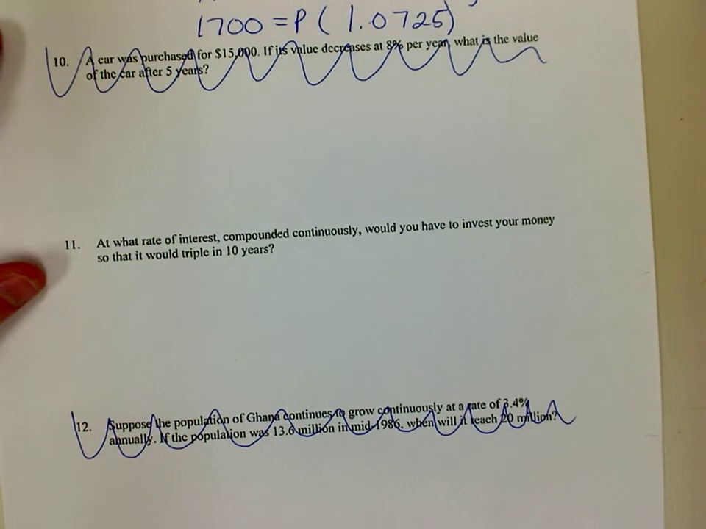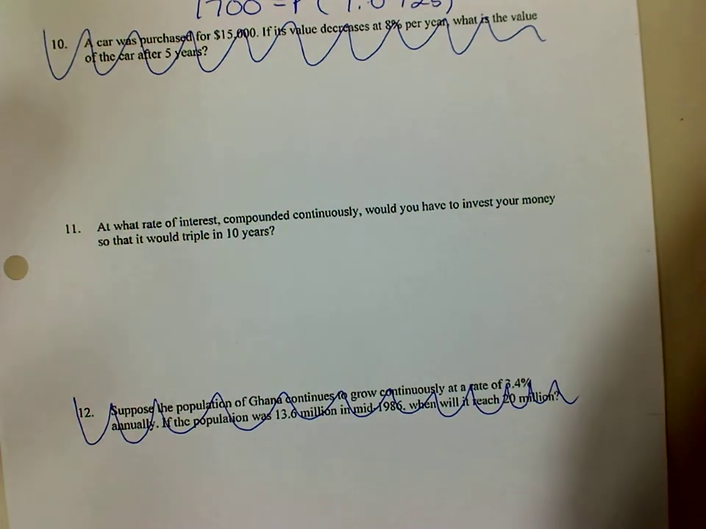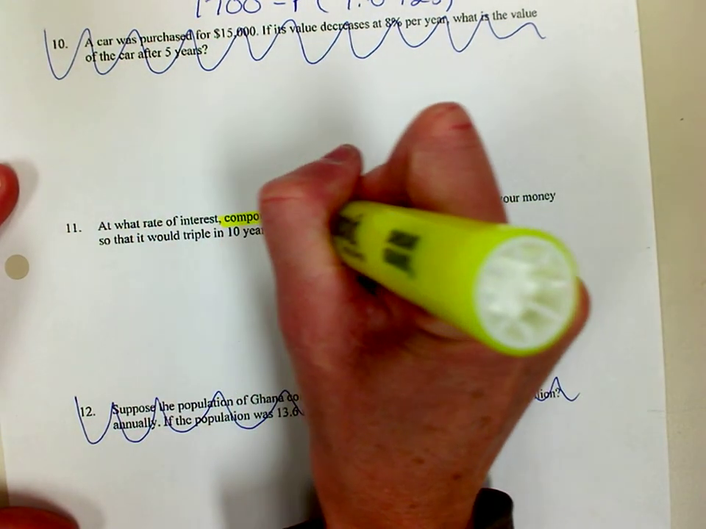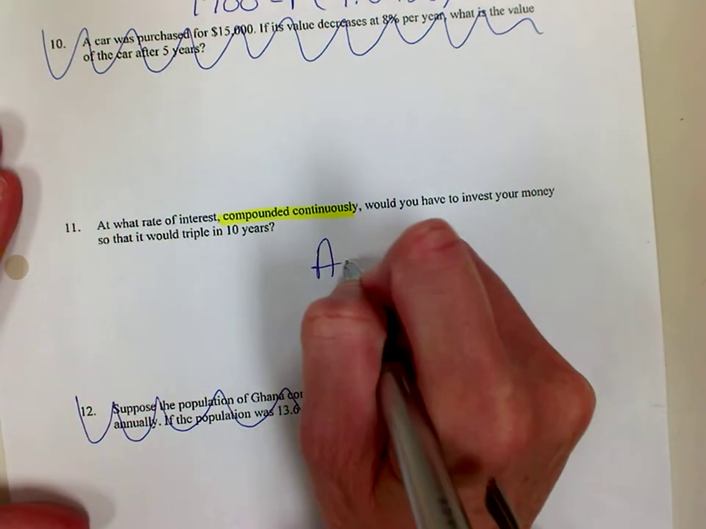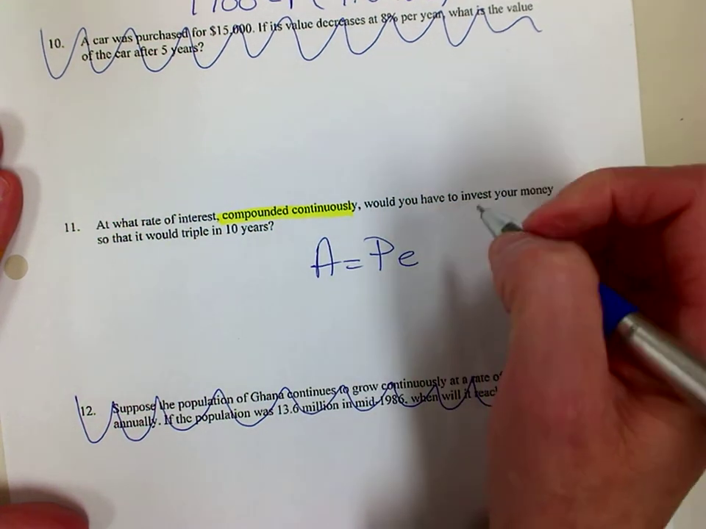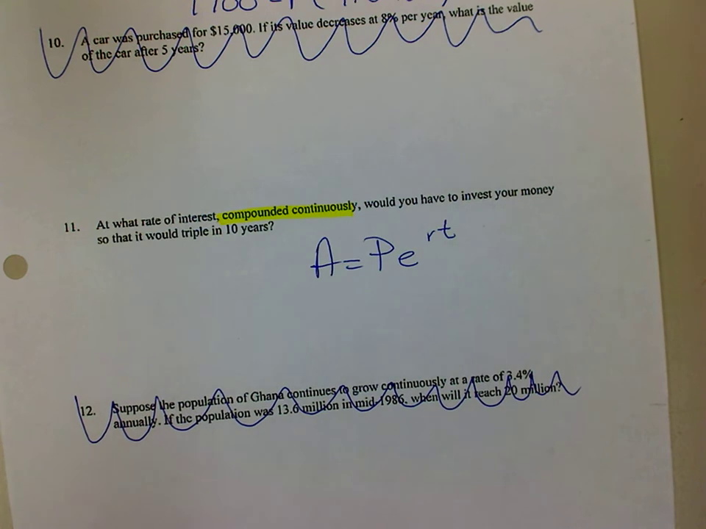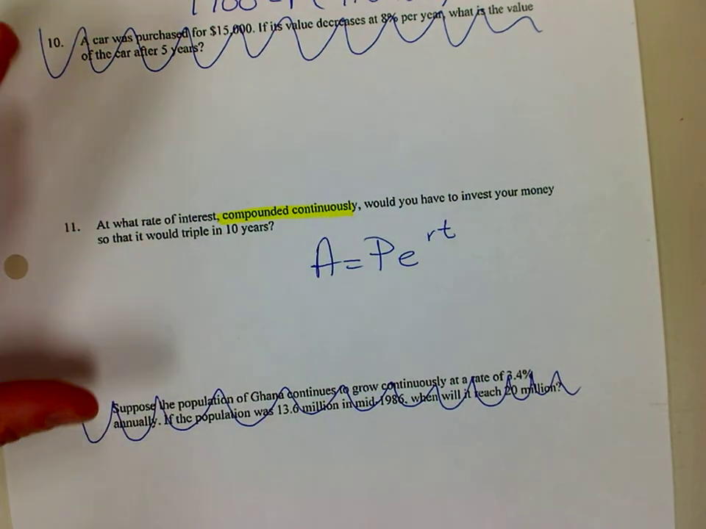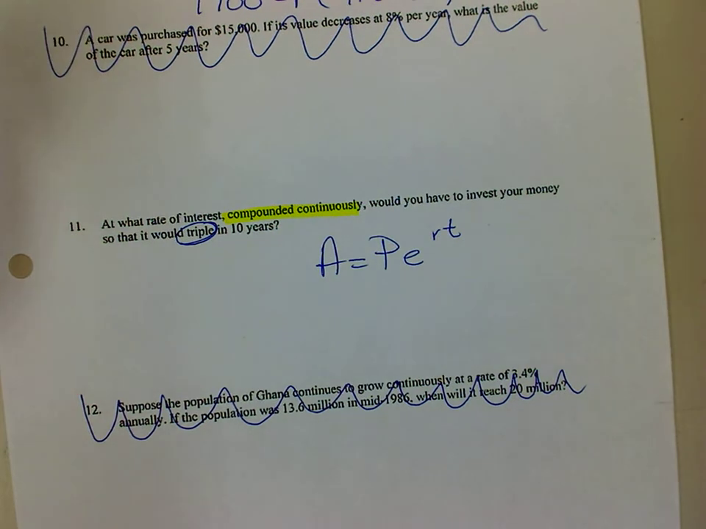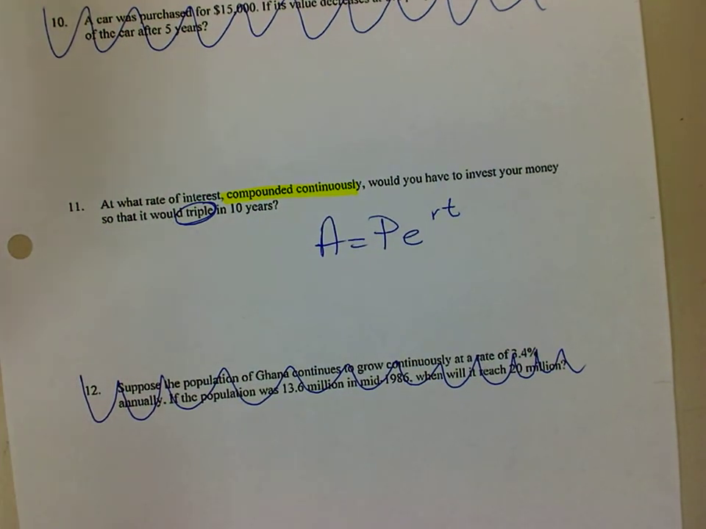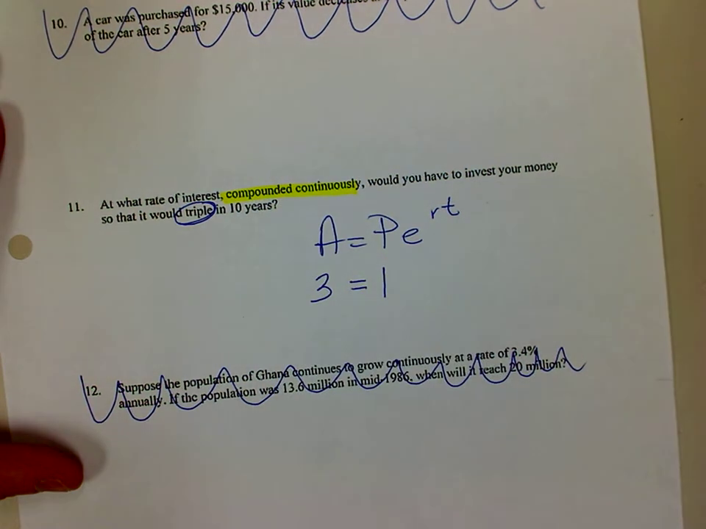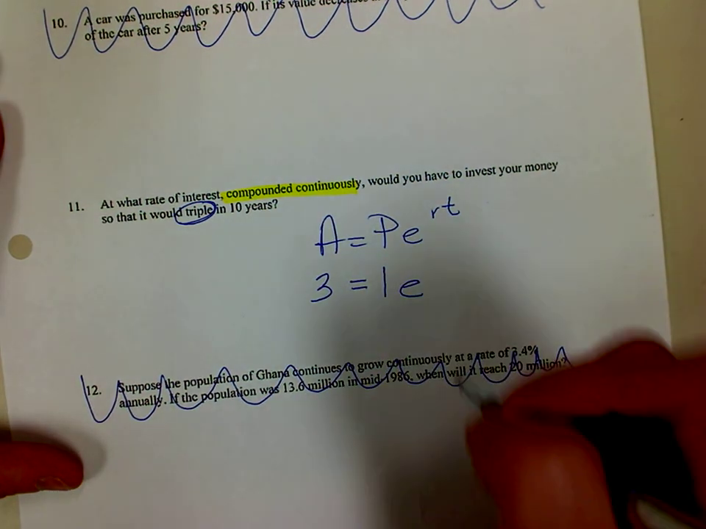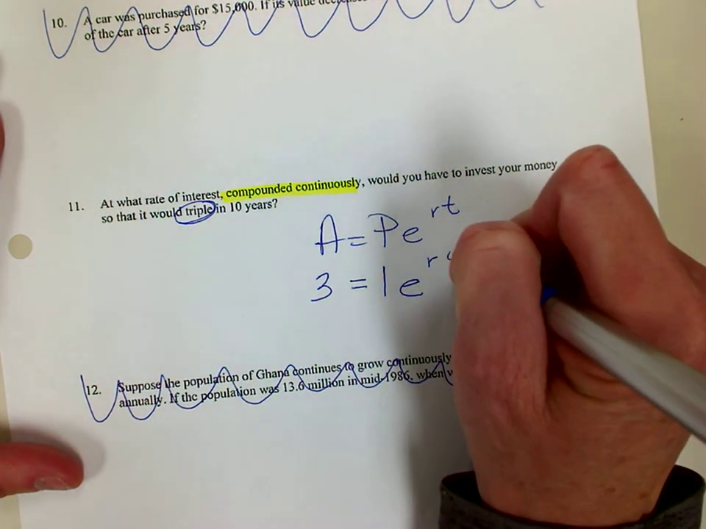Okay, number 11, last one. Okay, the keyword here is compounded continuously. Since the keyword is continuously, I would like to use PERT. Okay, all I know is years and something about triple. It says my money is going to triple. So I'm not really sure how much I'm going to start with. So we're just going to pick a number. I don't know, let's pick 1. If I triple 1, I get 3. E is just a number. I do not know what the rate is, but I do know the time is 10.